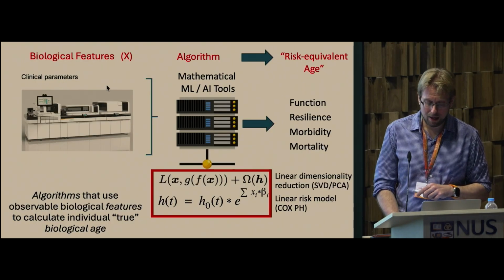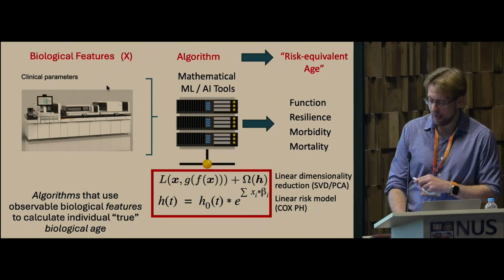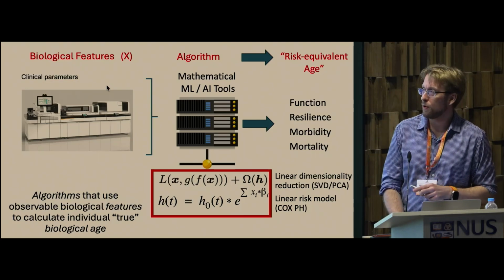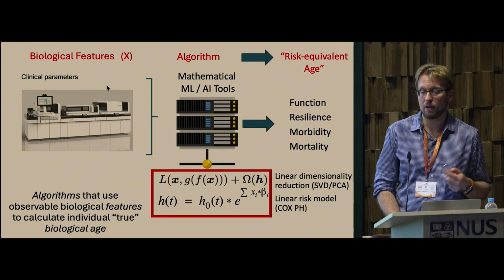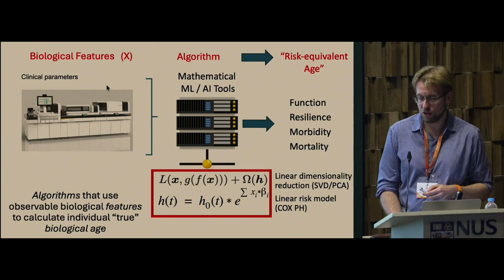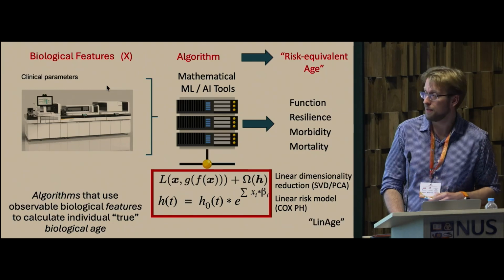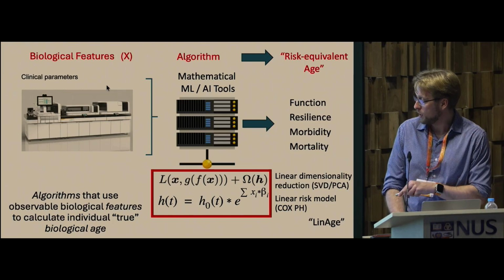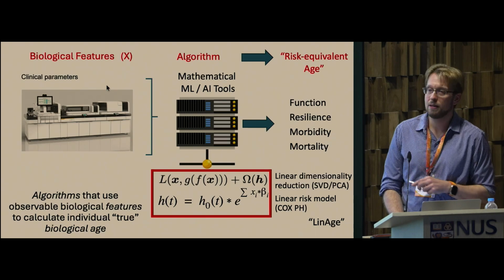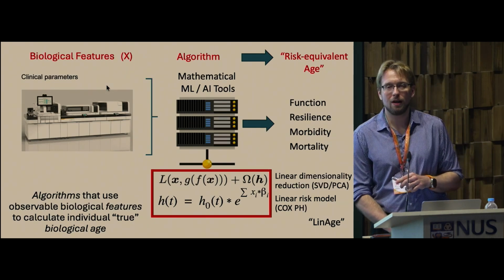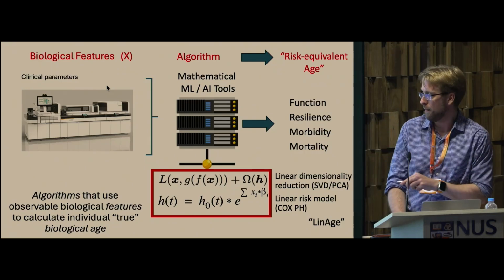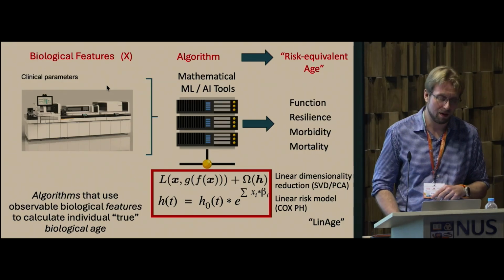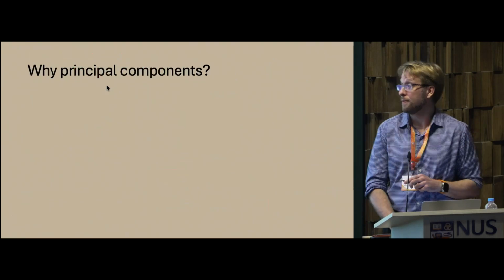And we're going to use linear dimensionality reduction by SVD or PCA. I'm going to keep this very short. Principal component analysis reduces the complexity of the data by looking at basically major vectors in the data, PCs. And that's why we call it LinAge, because this is all linear. So there's a linear risk model and the linear dimensionality reduction, right? So you could do a non-linear age or a deep age by doing this with neural networks, but we're trying to prove that you can do this fundamentally by doing the simplest thing, and that's doing it with all linear tools we can fully understand.